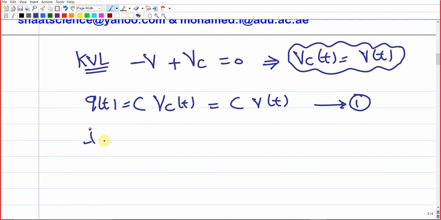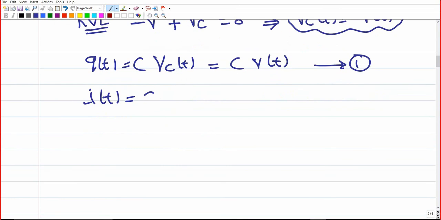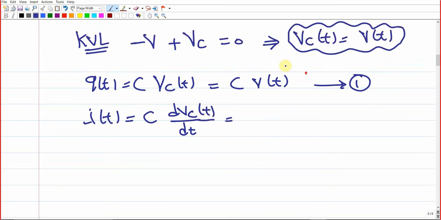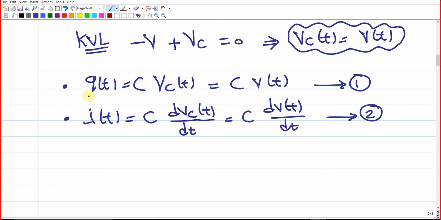Then, in the meanwhile, we'd have the I of T. According to the previous equation, I of T should be C times the time derivative of the volt over the capacitor, dV/dt. How much is the volt over the capacitor? We got it according to Kirchhoff voltage law as V of T. So it's going to be C times dV of T by dt. And this is going to give us the second equation.